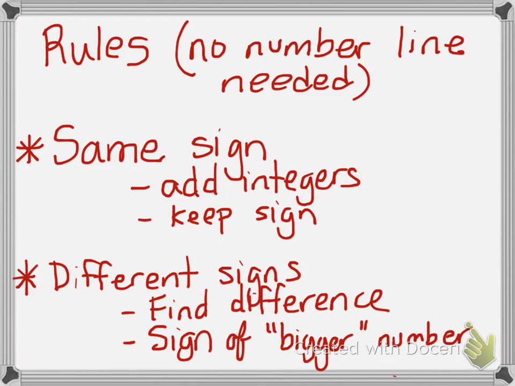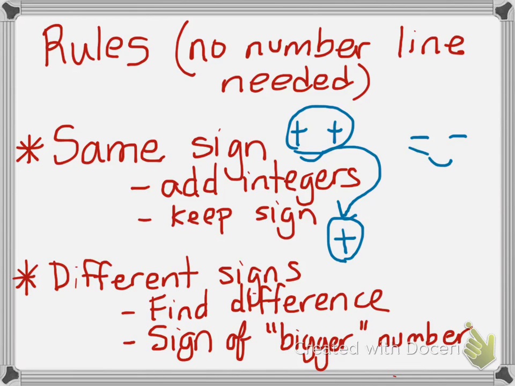Okay, so here are the rules in case you don't want to use a number line. And after you do this enough, you definitely won't need a number line. So the rules: if they're the same sign, so if it's a positive integer with another positive integer, or a negative integer with a negative integer, okay, they're like eyes on people. If they're the same sign, then you add them, and you keep the same sign. So these positive integers, the answer will be a positive number. These negative integers, when you add them together, will make a negative answer.